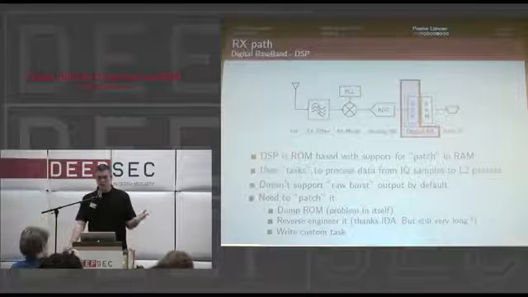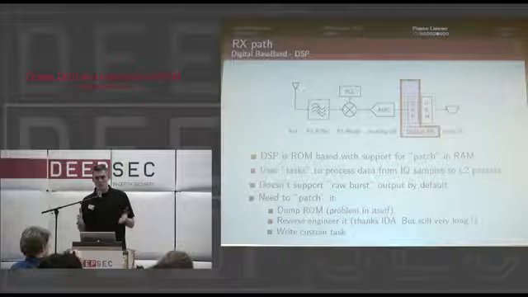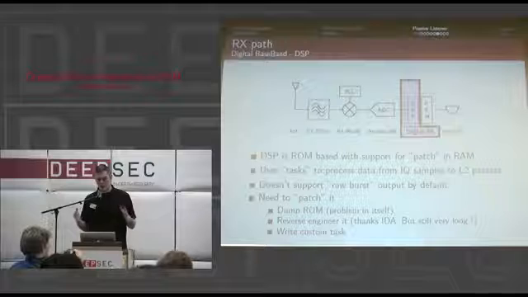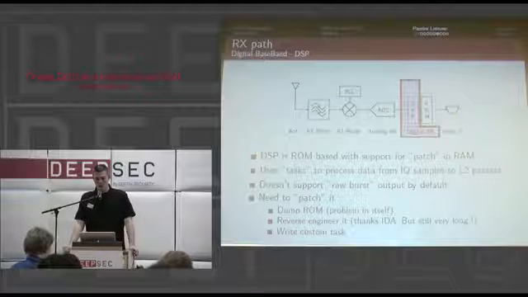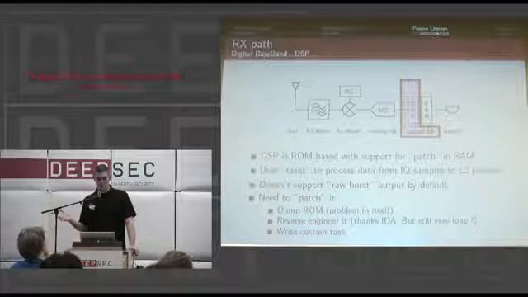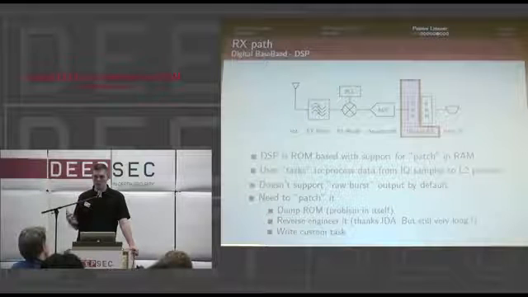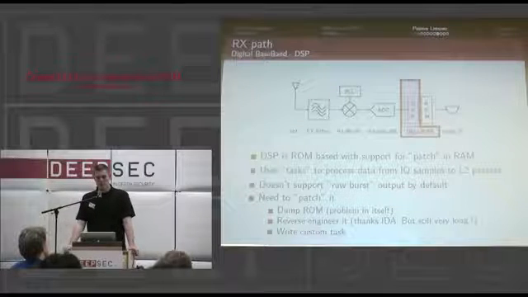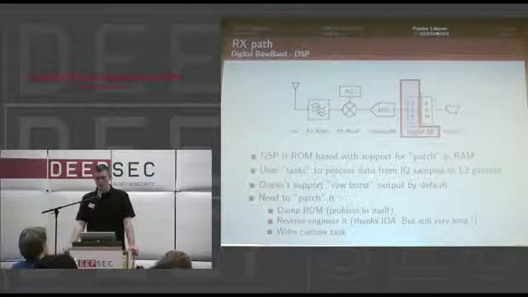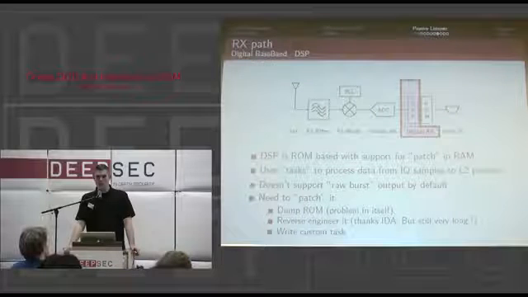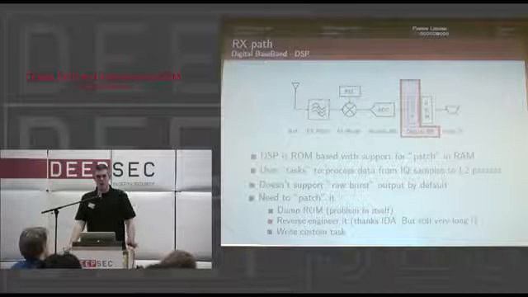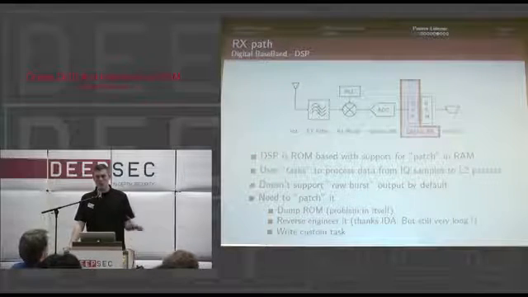The next step, inside the digital baseband, which is like the biggest chip on the phone, there are 2 subchips: the DSP that will do all the demodulation and things like that, and the ARM. So the DSP is ROM based. That is, there is a firmware. It's hard written. We cannot change it.